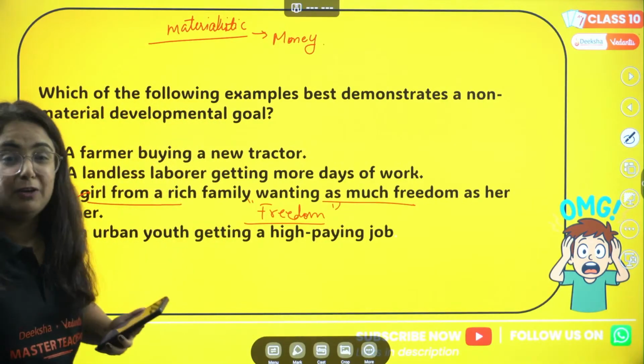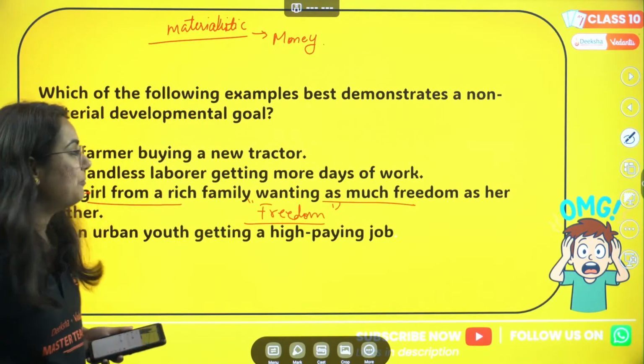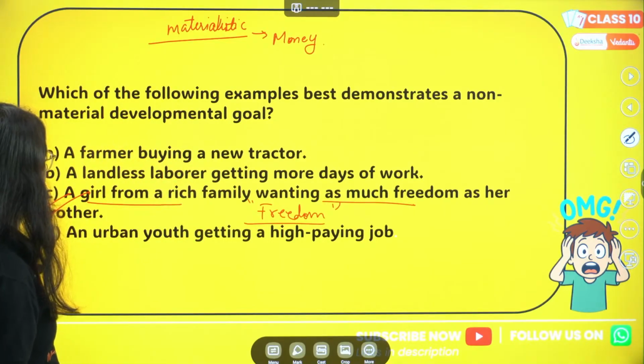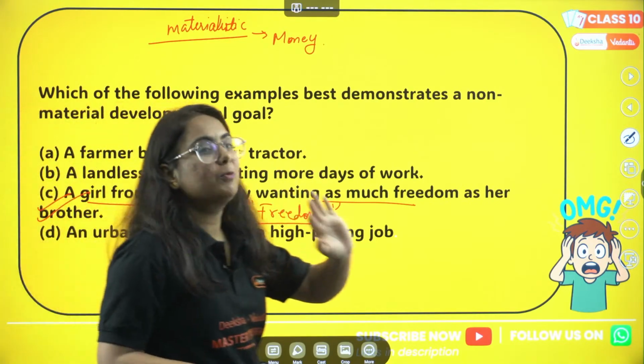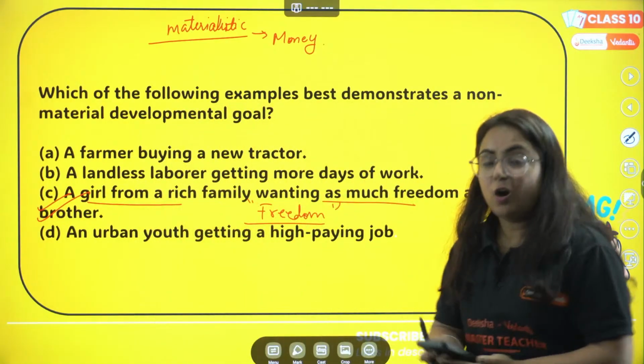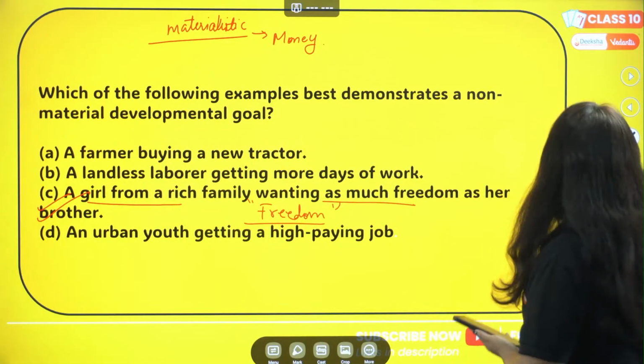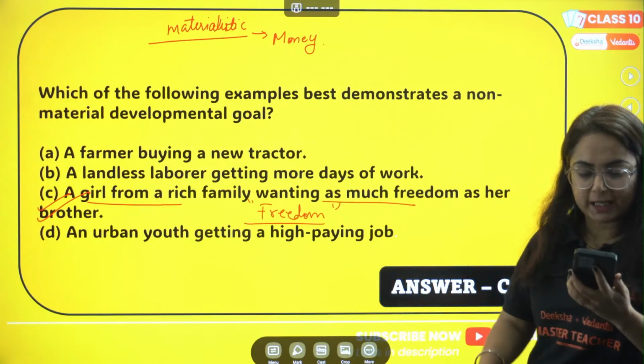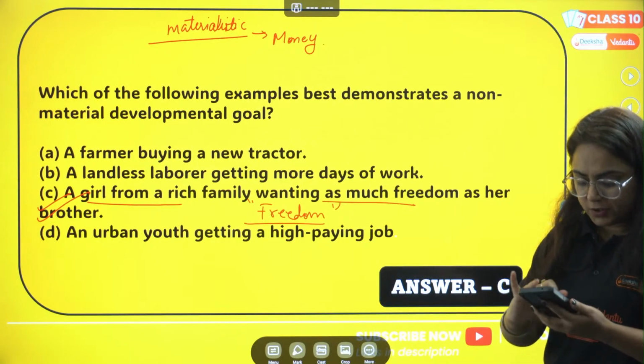By the way, freedom also comes from money somewhere, so we are not going in depth about the society. Options A, B and D talk about money. Hope this one is clear to you. Give me a thumbs up if this is clear to you. Yes, answer C is very much correct. Shall we move to the next one?